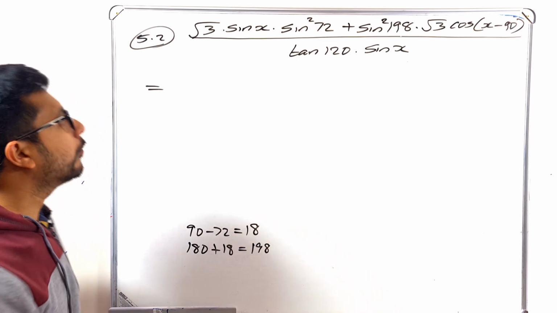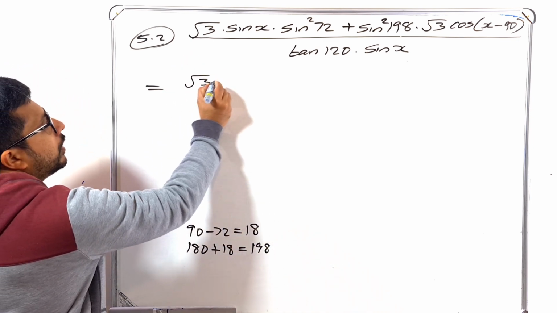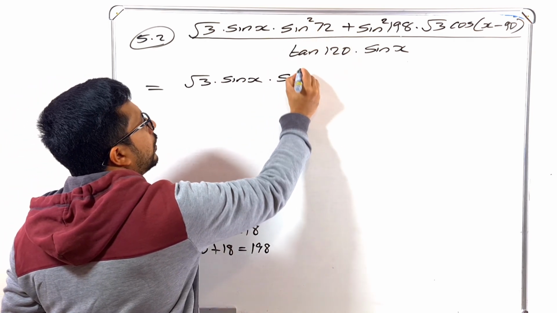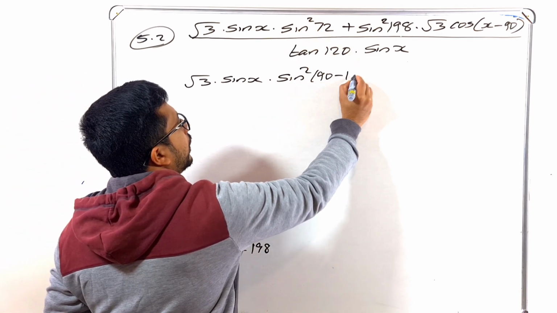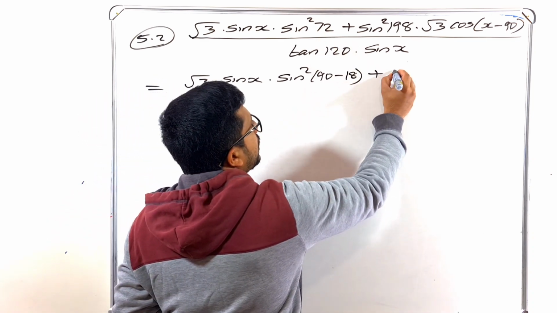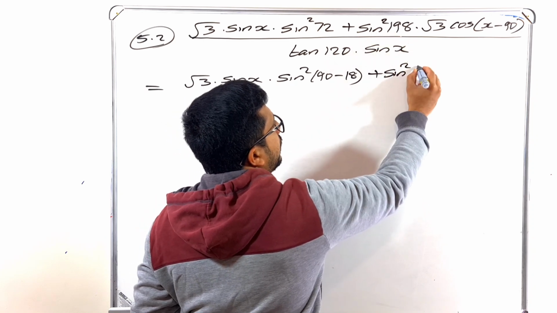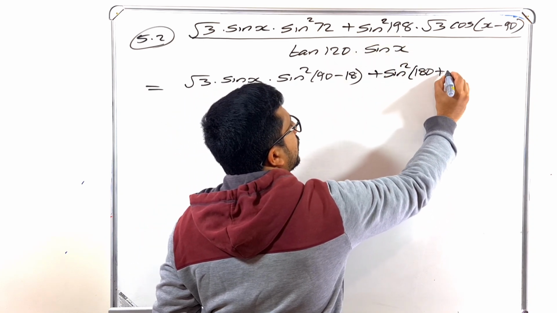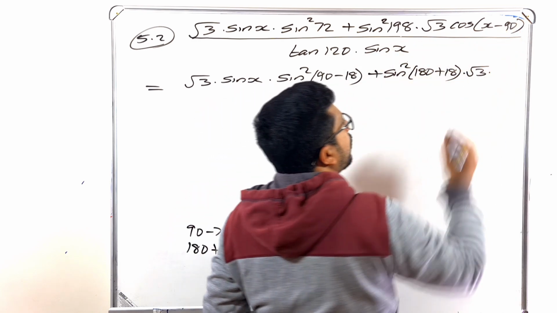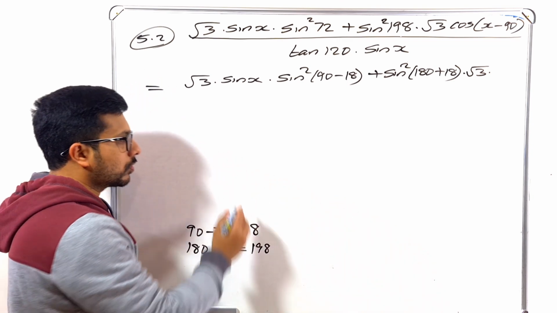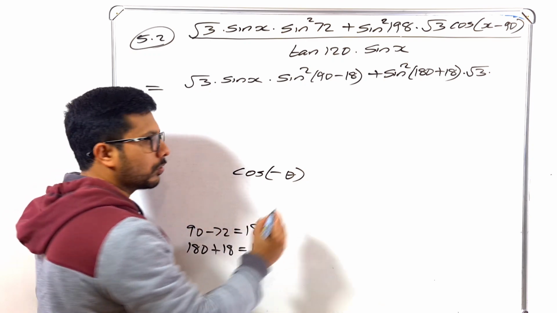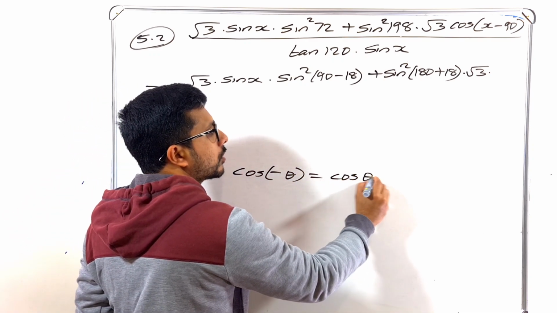So first of all I'm going to write that step: root 3 into sine x, then sine square of 90 minus 18, this 72 I wrote as 90 minus 18, plus sine square of 198, that is 180 plus 18, into root 3 into cos of x minus 90. Cos of x minus 90, cos of minus theta. What is cos of minus theta? That is the same as cos theta.